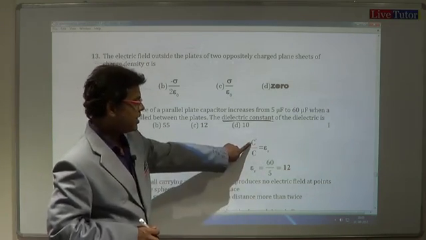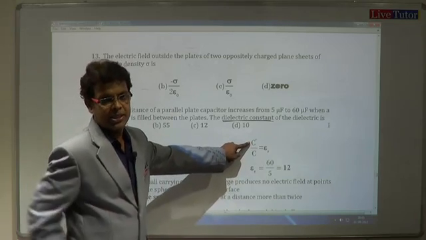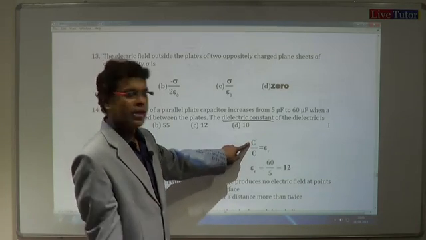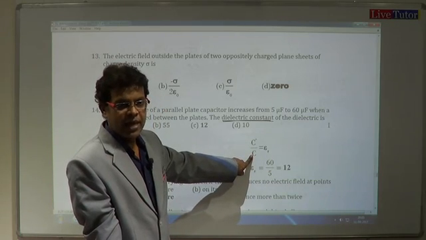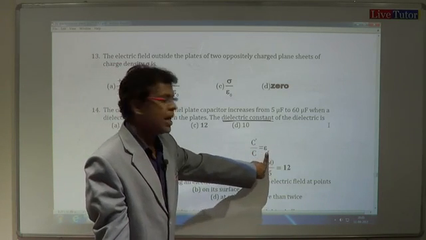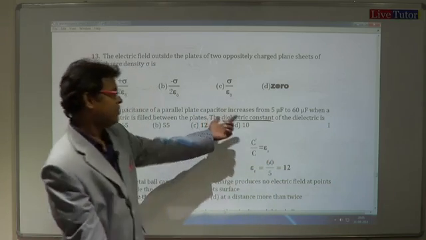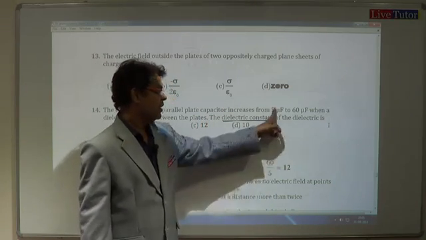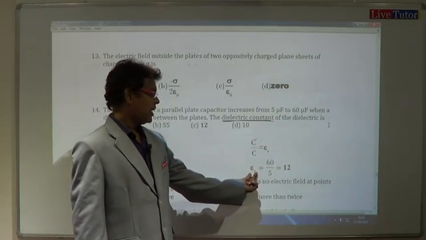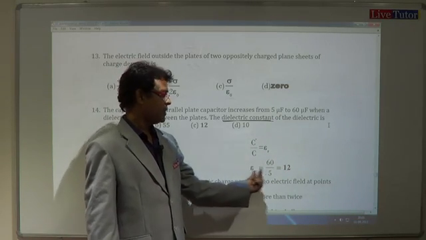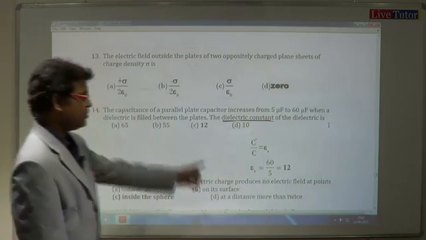இந்த C dash அப்படினா new capacitance, increased capacitance. Dielectric introduce பண்ண பிறகு வர capacitance. அதுக்கு முன்னாடி இருக்க capacitor, which is air filled one. அப்போ அதுதான் dielectric constant. அப்போ இந்த value simply 60 போடுறோம், இங்க 5 போடுறோம். 60 by 5 will become 12. So dielectric constant or relative permittivity will become 12. Very simple question.